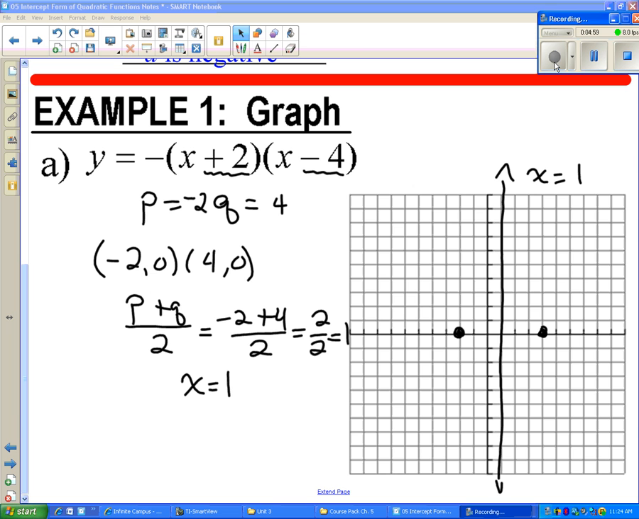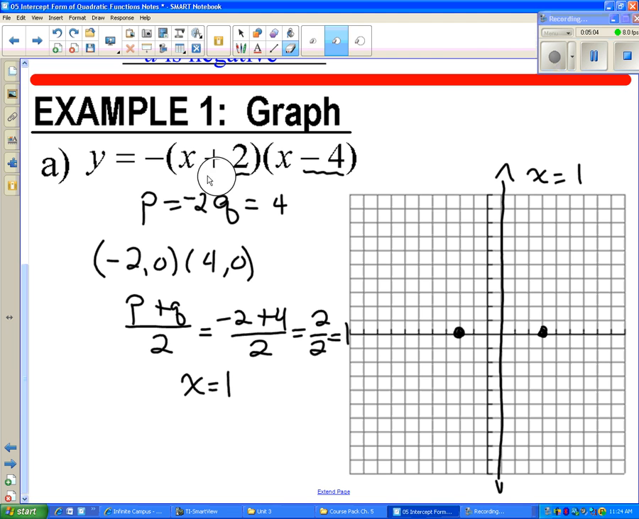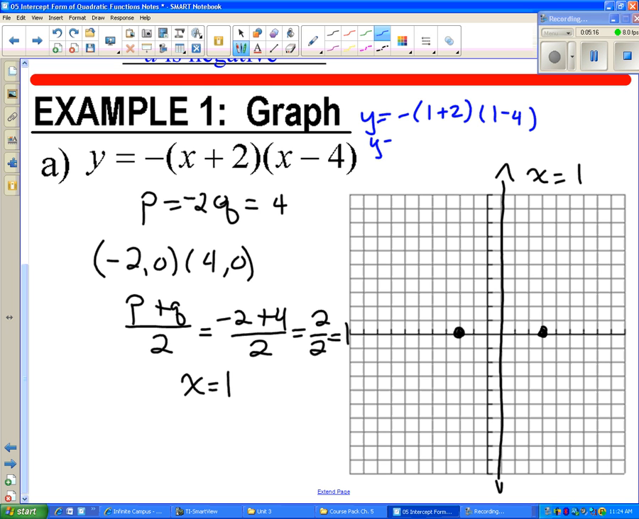Where is it? Well, plug x equals 1 into my equation. So I'm going to say that y is equal to negative (1 plus 2)(1 minus 4). So y is equal to negative 3 times negative 3. So y is equal to positive 9. So I go 1, 2, 3, 4, 5, 6, 7, 8, 9. I know my vertex has to be on my axis of symmetry. My y-coordinate is 9, so I have the coordinate (1, 9) as my vertex.